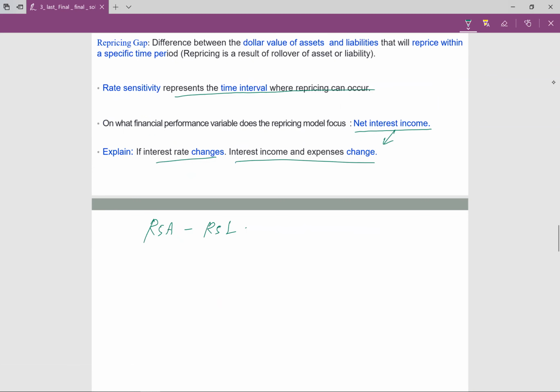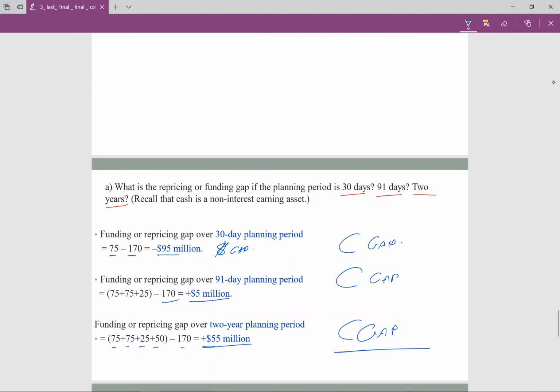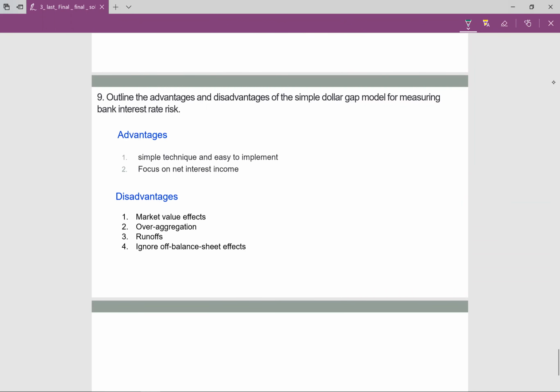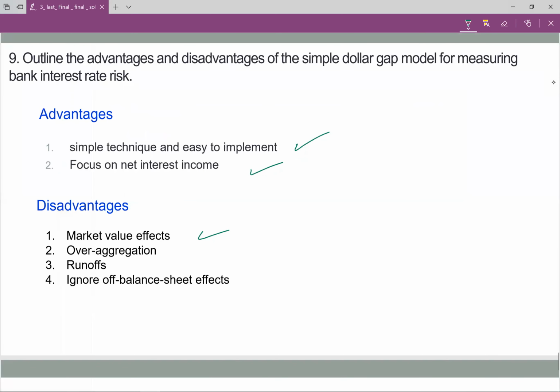We have done this, and then we come to the next question, which is to outline the advantages and disadvantages of the simple dollar gap. It's very easy, and it focuses on net interest income. Duration is solving the problem. It's very easy, as you can see. We have only 2 steps to do it. We have to collect information, of course. Now the disadvantage is that it doesn't take into consideration the market value, which means the duration will do that for us.